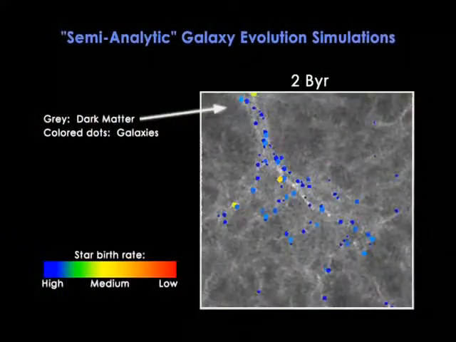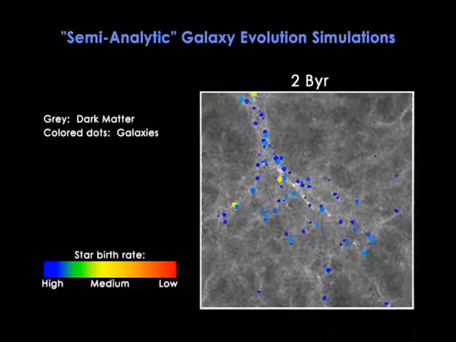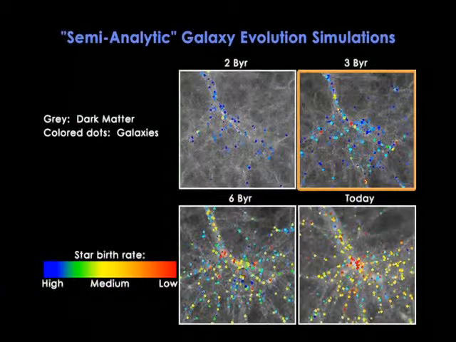Here you can see in grey the dark matter distribution, which provides the framework within which galaxies might form. Now the coloured dots are where the galaxies are forming. Here, at just 2 billion years after the Big Bang, they're mainly blue, which signifies they have high star birth rates, so many young stars are present. Let's come forward in time.